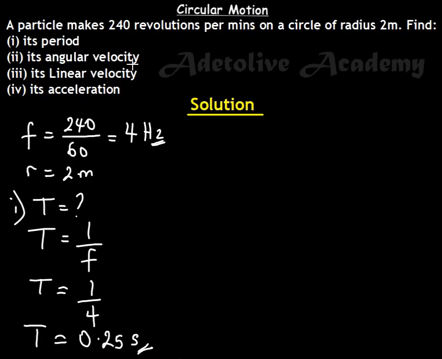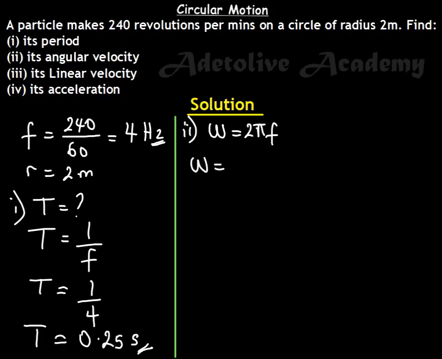The next one is number 2, its angular velocity. Angular velocity is denoted by ω, and ω is equal to 2πf. So ω is equal to 2 times π times the frequency value, which is 4. Multiplying 2 times π times 4, you are going to get 25.13, and the unit for angular velocity is rad per second. So this is the final answer.